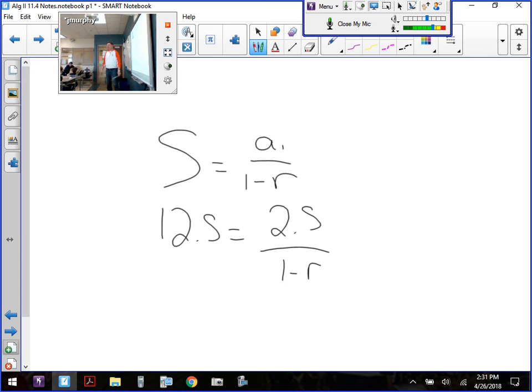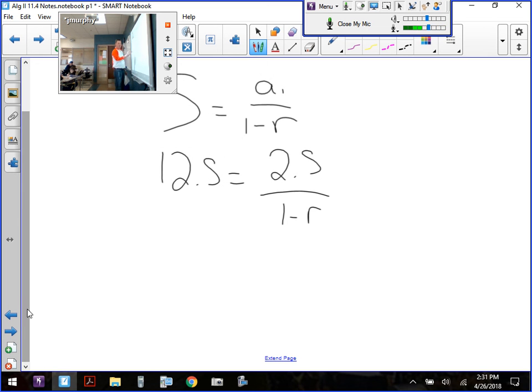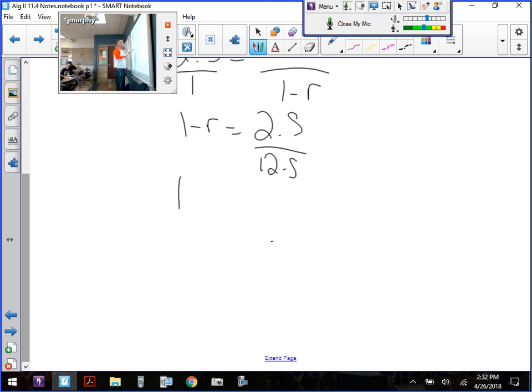So you get fraction equal fraction. Exchange-o, change-o. Which then means that 1 minus 2.5 over 12.5 is R. Whatever that equals. Okay.